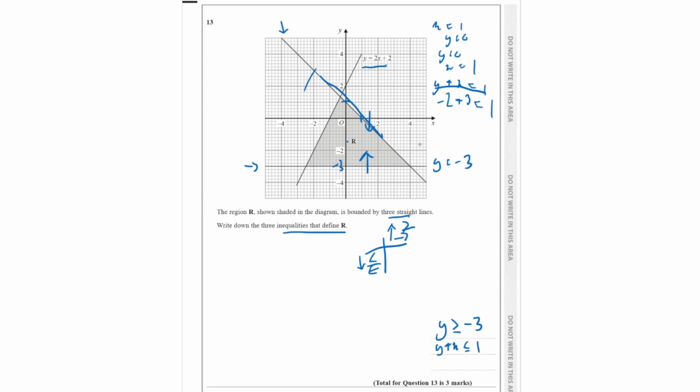And then here, the answer that they gave was y is equal to 2x plus 2. We're going to be moving to the right into the region R. And if it's to the right, it's greater than or equal to. So y is greater than or equal to 2x plus 2. And that's our final answer.